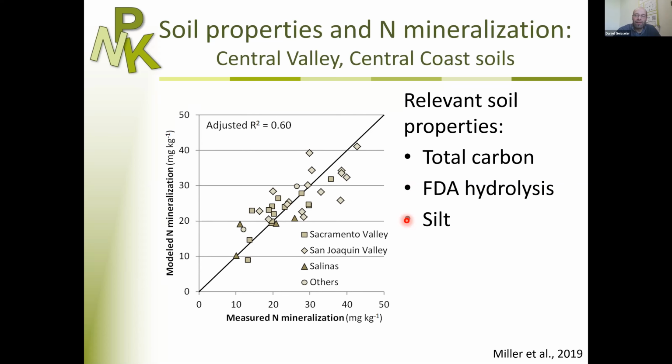texture. And you can see on the horizontal axis is what we measured in our incubation, and on the vertical axis, what our model predicted. And if our prediction were perfect, all the symbols would be on this diagonal line. And you can see our prediction isn't bad. We definitely capture most of the variability, but still there are some soils that are a bit far away. So where other factors other than the properties we included in our model play a role.